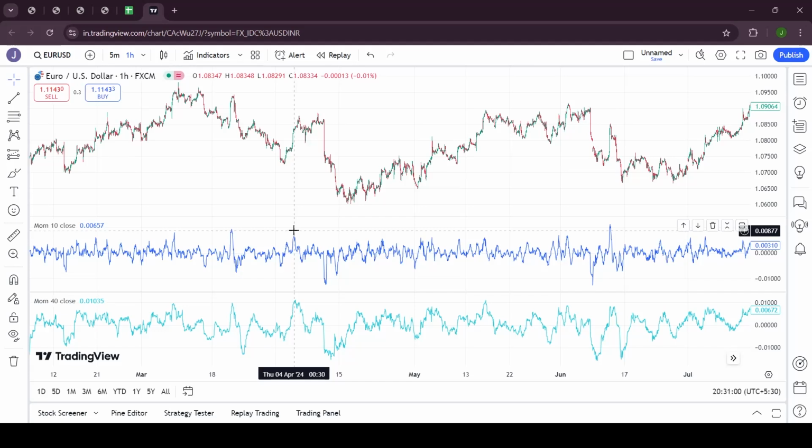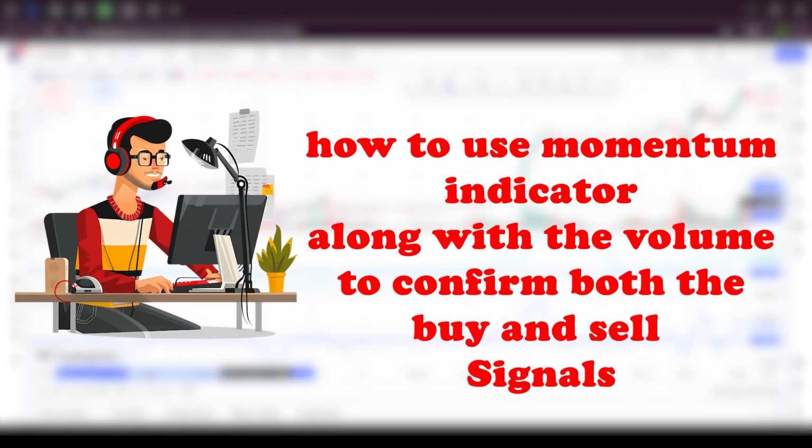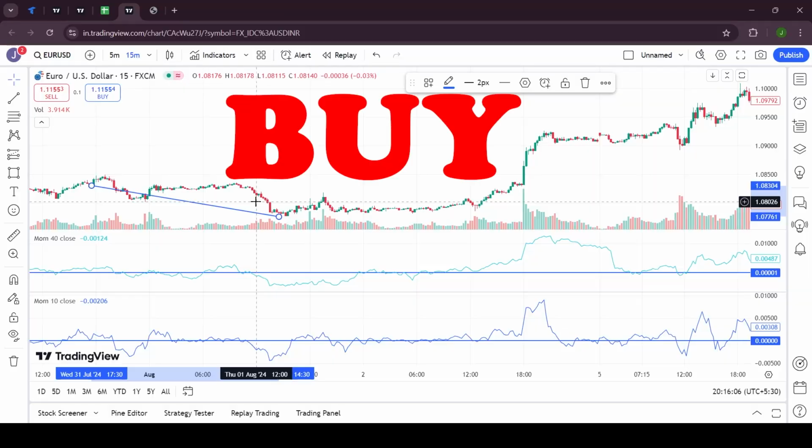We can also add volume as it tells us how much trading is happening, and to add volume we can go to Indicators and search for volume and click on this to add it to the chart. Now we'll see how to use momentum indicators along with the volume to confirm both the buy and sell signals. So first we'll look at the buy signal.